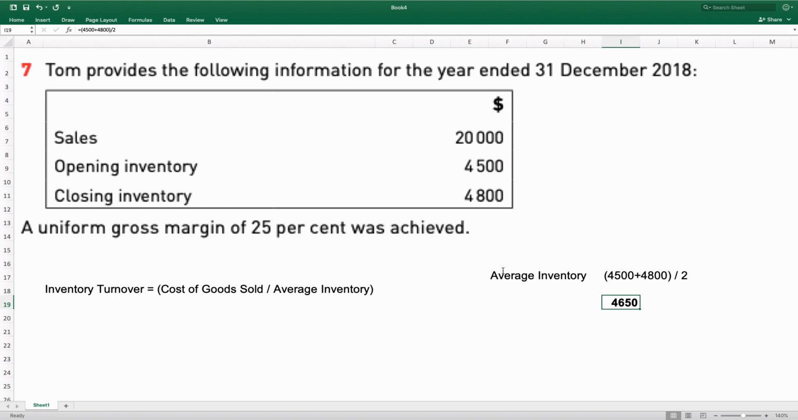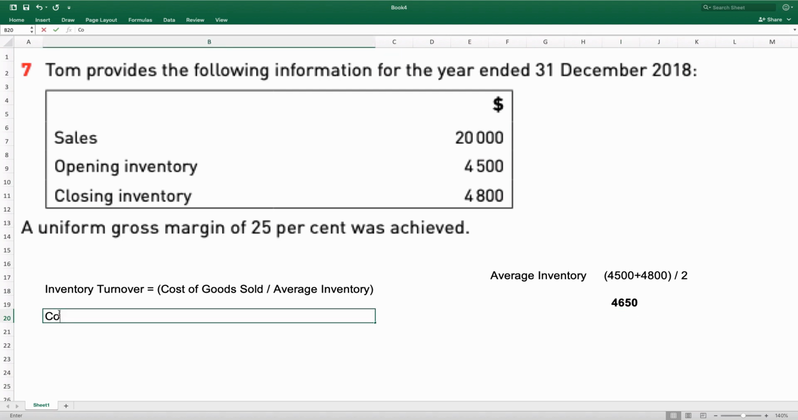Now calculate cost of goods sold. So average inventory I got. Now cost of goods sold. How to find cost of goods sold? For that we will be using this. Sale is given and margin is given. What will be the cost of goods sold? Here how will I find it? Sales minus gross profit. This formula we will use.